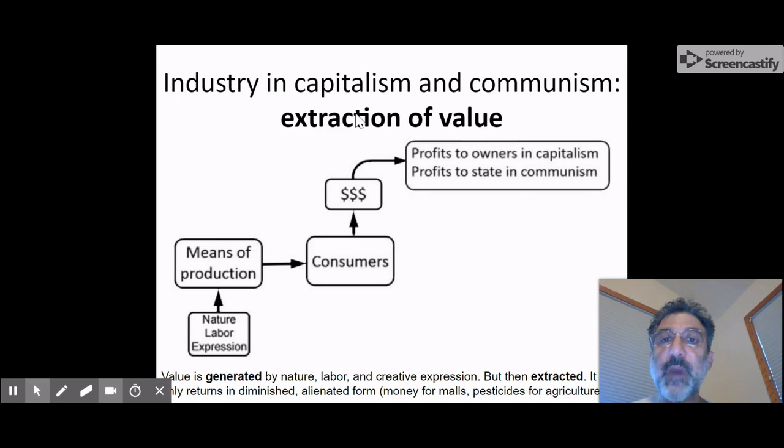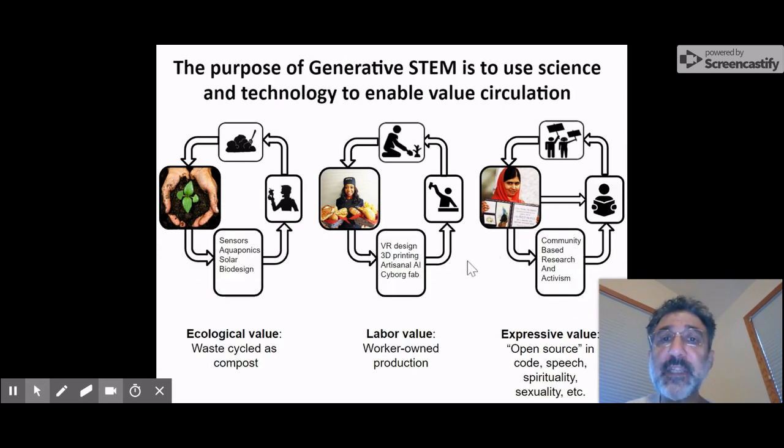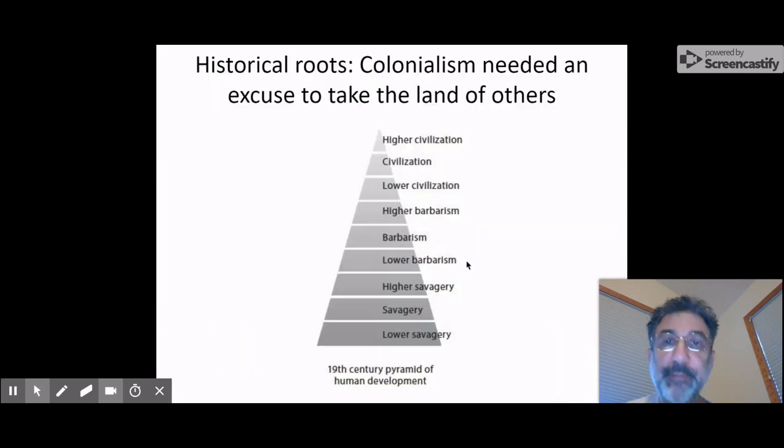Unfortunately, that's exactly the way both corporate and state enterprises have worked. They've created technologies to extract that value and take it somewhere else. So the idea of generative justice, of a generative economy, is to use something like organic agriculture to circulate ecological value, or worker-owned platforms to circulate labor value, or free speech and free expression, open source code to circulate expressive value. And science and technology are crucial in restoring those forms of generative justice. So that's what generative STEM is all about.